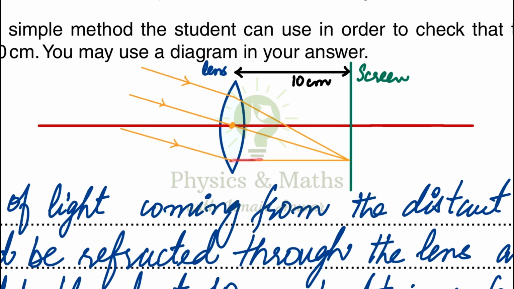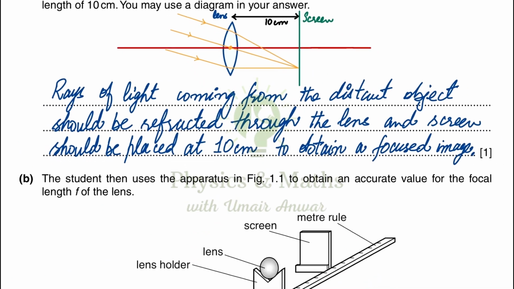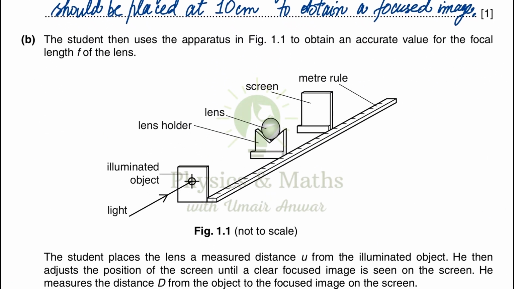And after being refracted from the lens, they would be converged to a single point on the screen, and the most sharp image and the focused image would be obtained if the focal length of the lens is 10 centimeter, and the screen is also placed at 10 centimeter. So this is how the focal length of a lens could be found using the simple experiment.